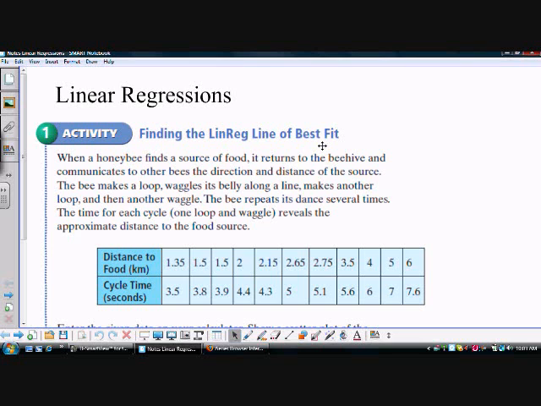So we're gonna find the line of best fit for this set of data. We've got honeybees. When they find a source of food, it returns to the beehive and communicates with other bees the direction and distance of the source. The bee makes a loop, waggles its belly along a line, makes another loop, and then another waggle. The bee repeats its dance several times. The time for each cycle, one loop and waggle, reveals the approximate distance to the food source.